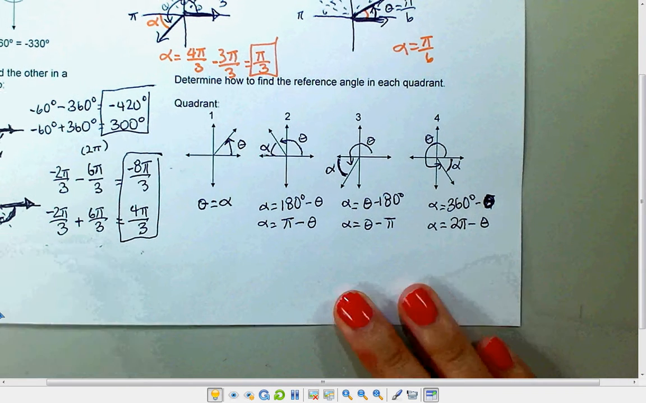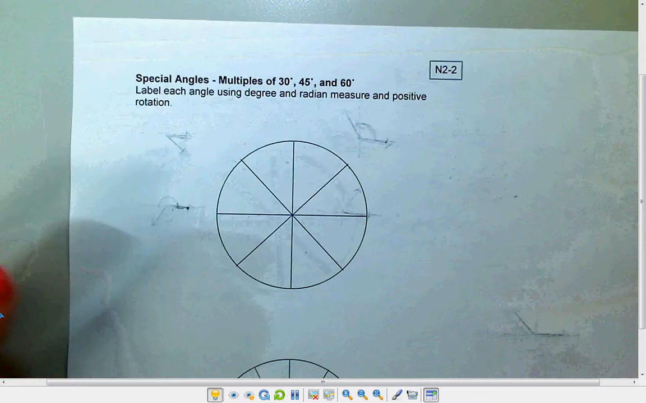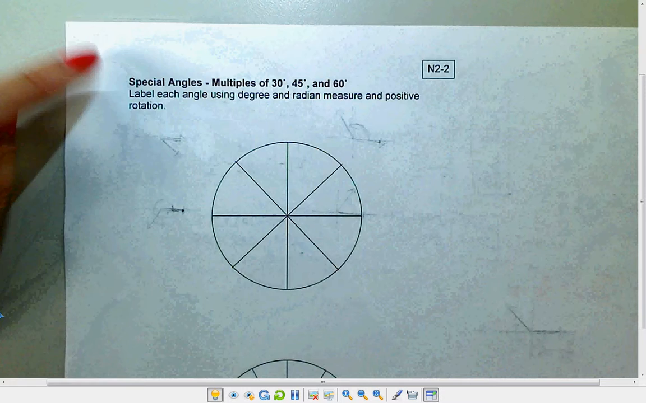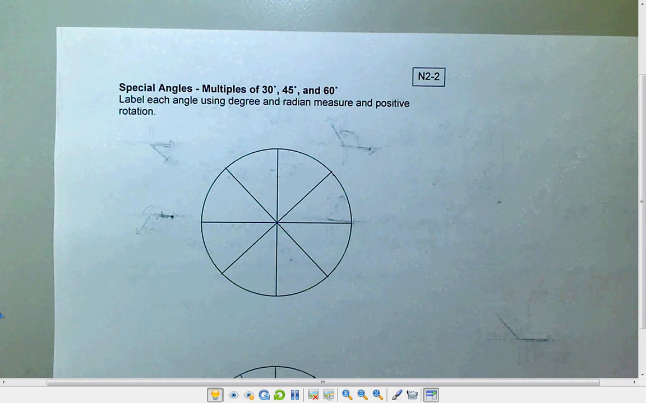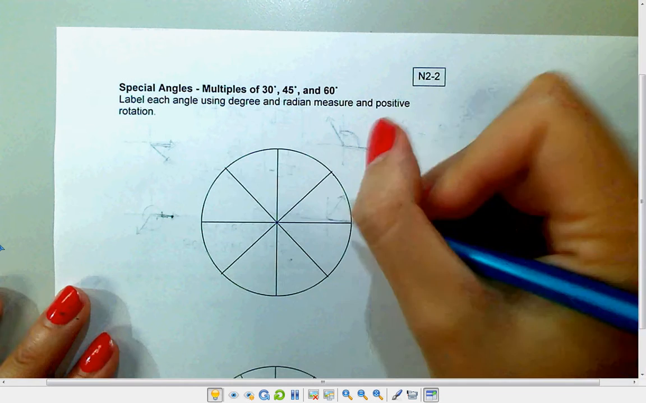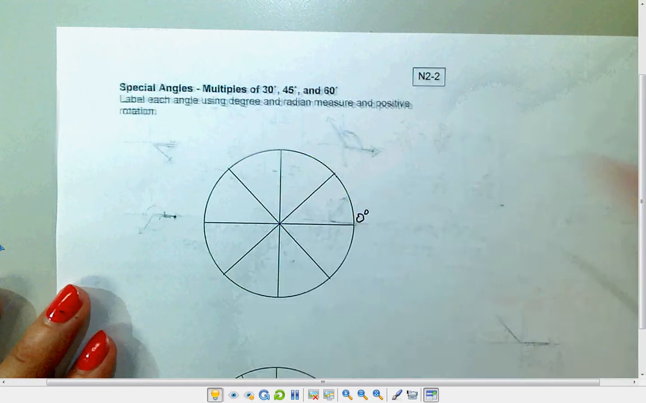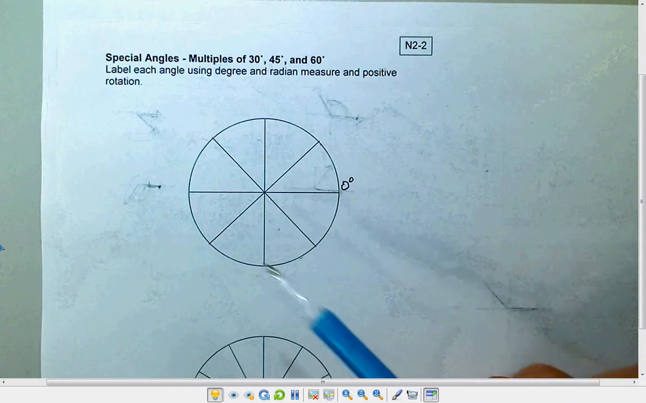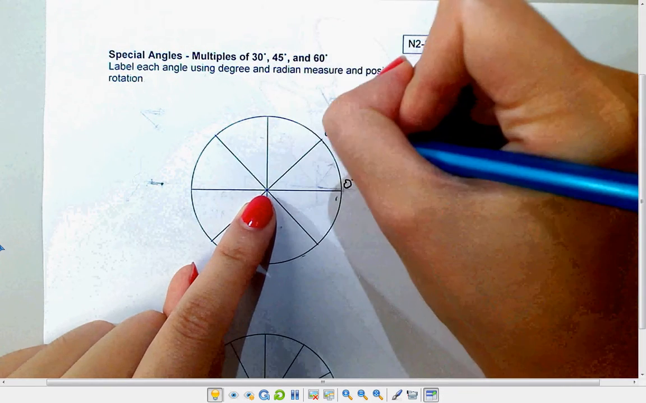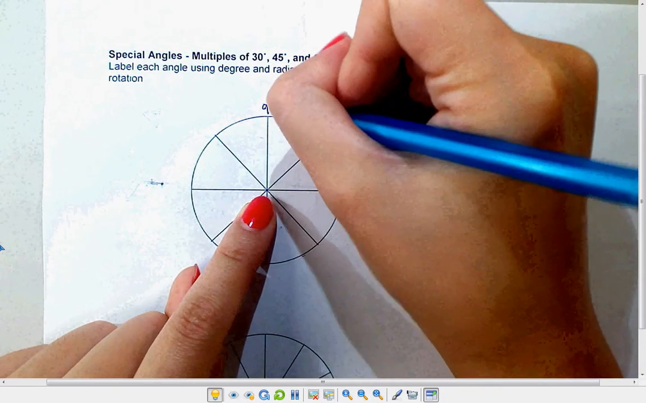Okay. So let's take a look at some special angles that are going to be really important for us to remember. Special angles are the multiples of 30, 45, and 60 degrees. Let's start off with the degrees. Right here is, of course, 0 degrees. This first circle is split up into 45-degree chunks. So this is 45 degrees, this is 90.